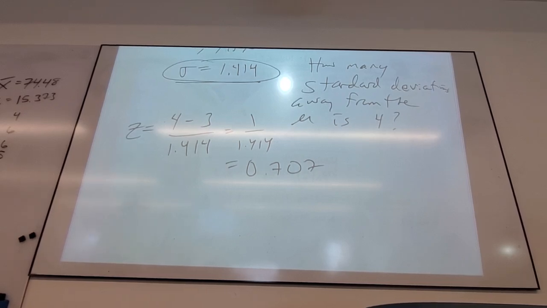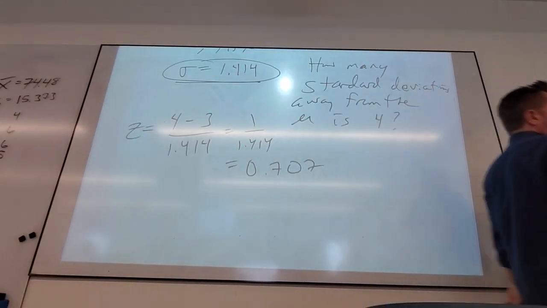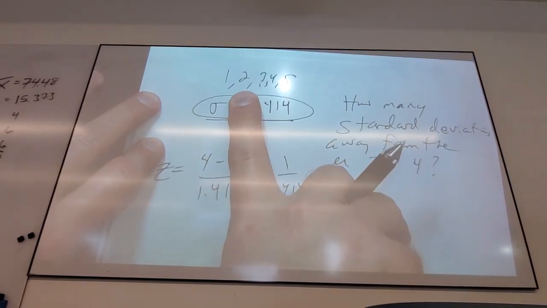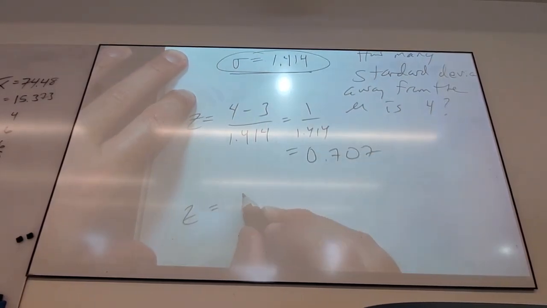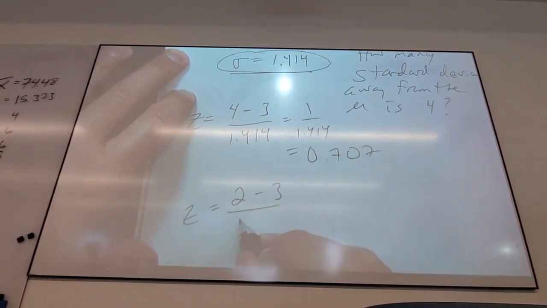Okay. What if I got a negative z-score? I got below average. So z-scores can be negative, that just means you're below average. Yes? Because what's the z-score of the data point 2? It would be the data point minus the mean divided by the spread, so I'll get negative 0.707.